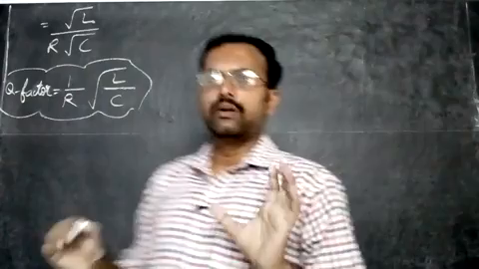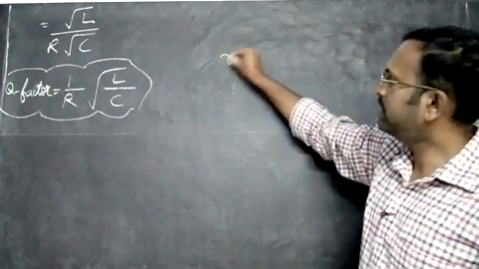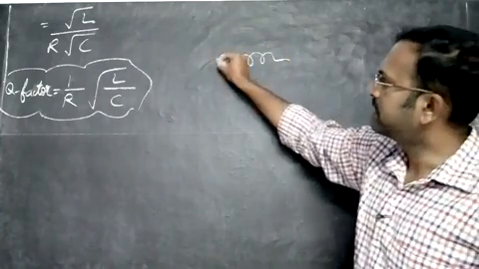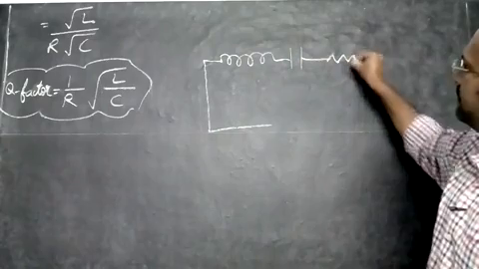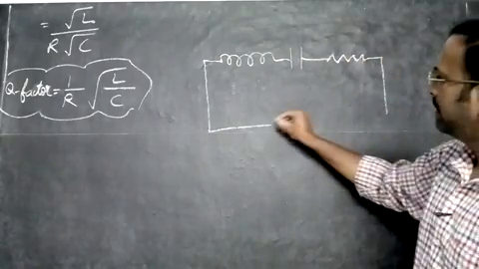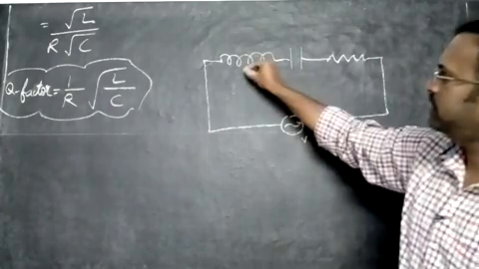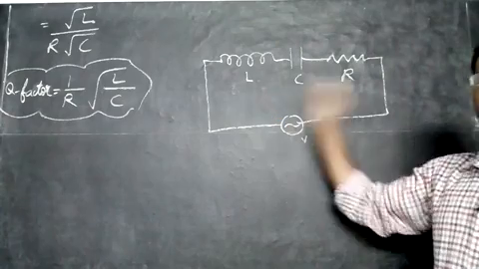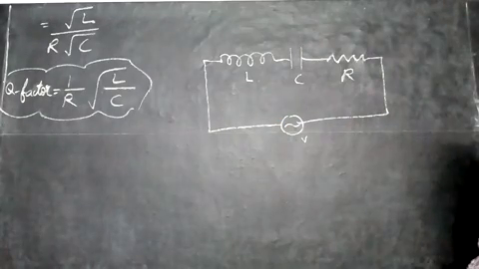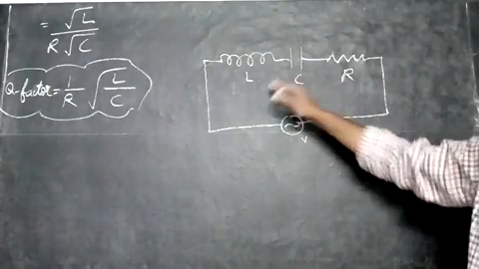So we know this now, but what's the physical meaning? For that, we take the LC circuit again: inductor, capacitor, and then a resistor R. And this is the applied voltage, V. We can draw it any way, it's the same. Now at resonance, what happens here? XL is equal to XC, we know.